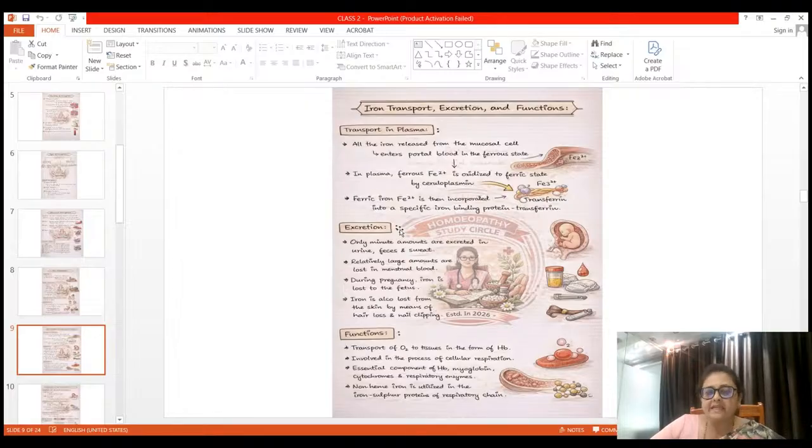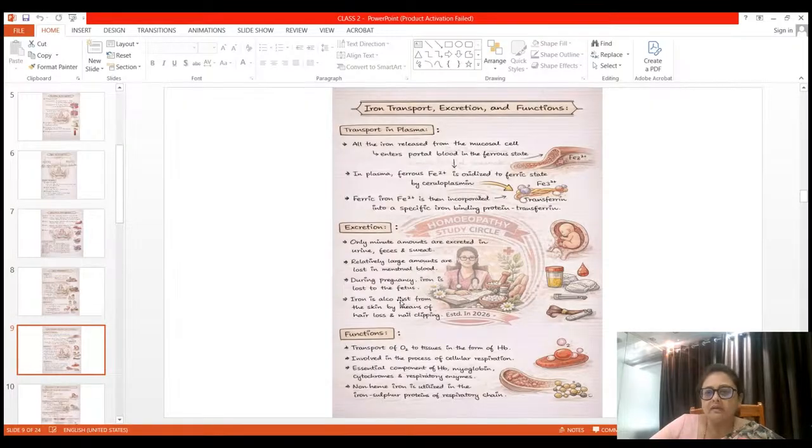Okay, excretion: only minute amounts are excreted in urine, feces and sweat. Relatively large amounts are lost in menstrual blood, as I told you. During pregnancy, iron is lost to the fetus, it is given to the fetus. So the growing fetus is a parasite, it will keep on taking all the nutrition from the mother, whether the mother eats or not.